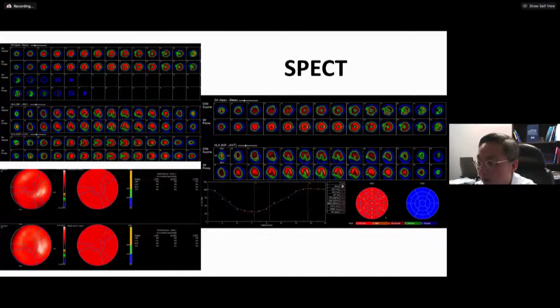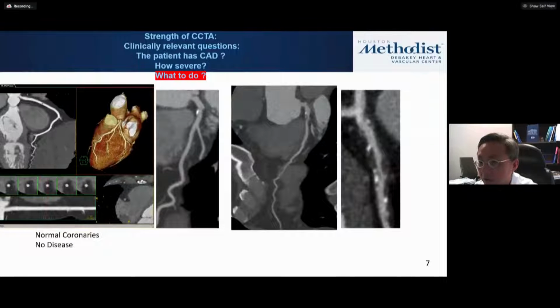So I think this is a highlight, a good use of CTA in patients who have low pretest likelihood of coronary disease. It tells us really the clinical question: does the patient have coronary disease? In this case, yes. And how bad? Well, his case was pretty bad, pretty extensive, with high-risk plaque features. And what to do is a little bit more involved. I think Dr. Mahmarian could discuss what to do with the result of CTA.